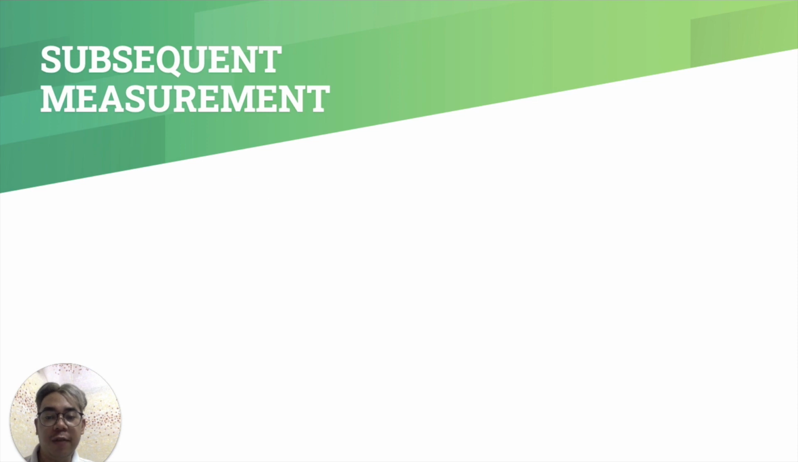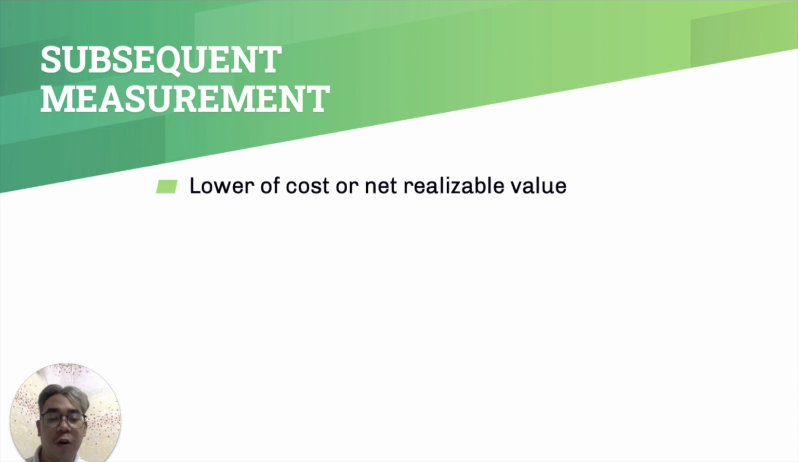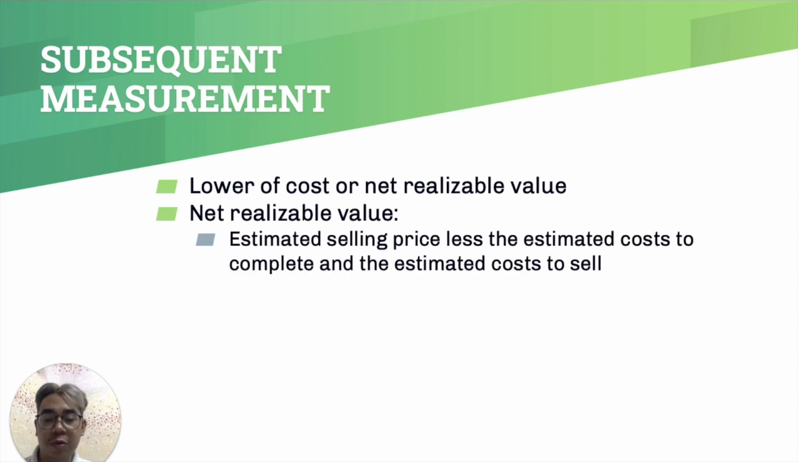Subsequently, we measure inventories still at lower of cost or net realizable value. Net realizable value is computed as follows: estimated selling price less estimated cost to complete and estimated cost to sell. So lahat yan estimated because you are trying to look for a future amount, no? So yung selling price niya in the coming months, yung cost to complete niya in the coming months, and yung cost to sell niya in the coming months.